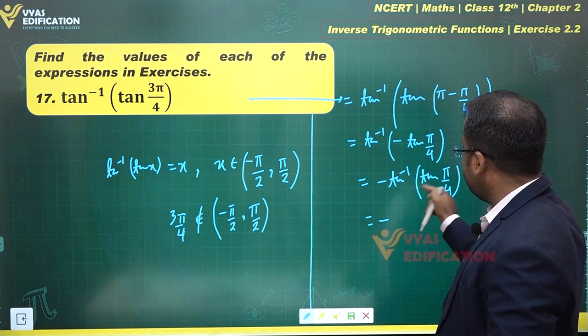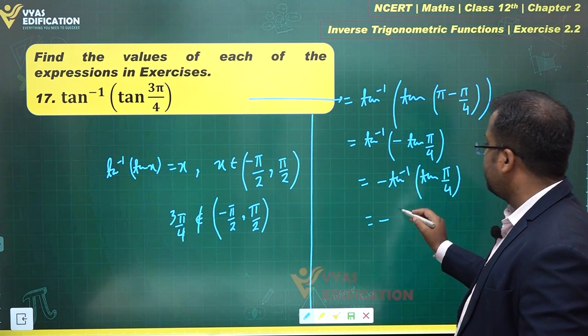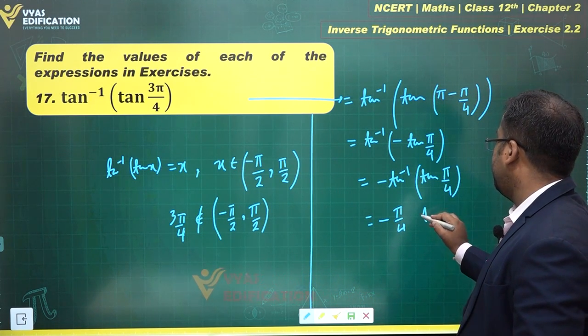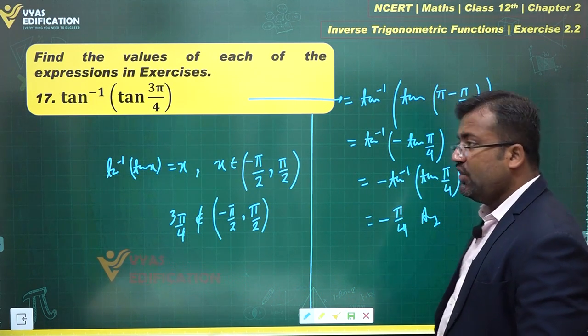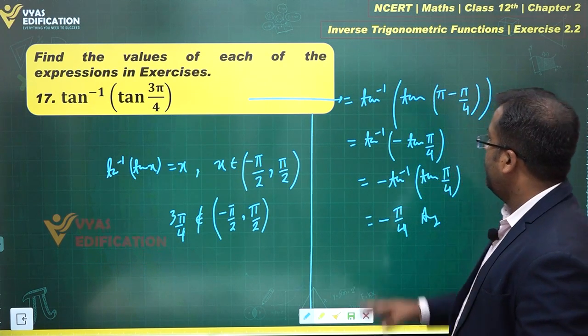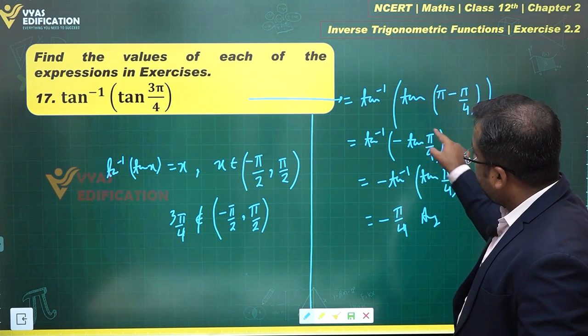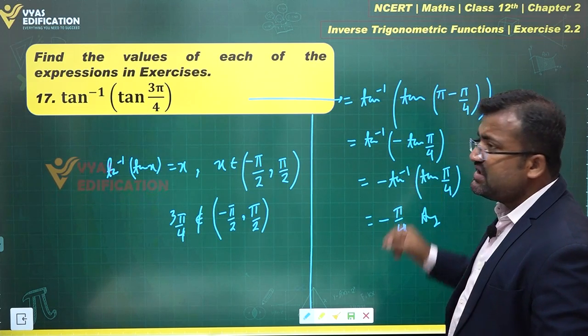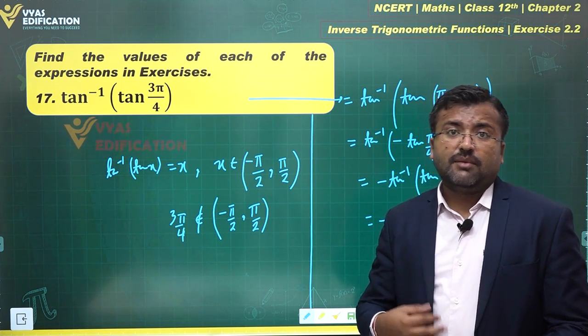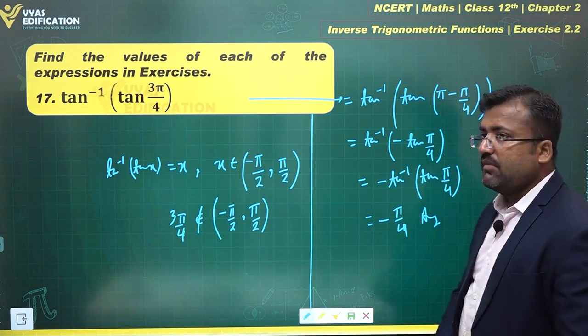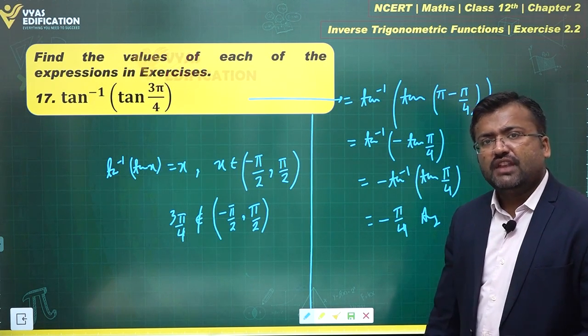And now tan inverse tan x is equal to x. That's my answer over here. You could have also written the value of tan pi by 4 as 1. This is tan inverse minus 1. The value of tan inverse minus 1 could have been found easily once again: minus pi by 4 directly as well. That's all for this question.